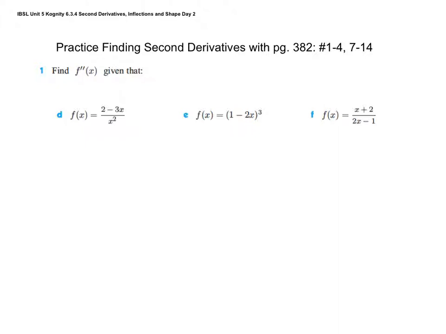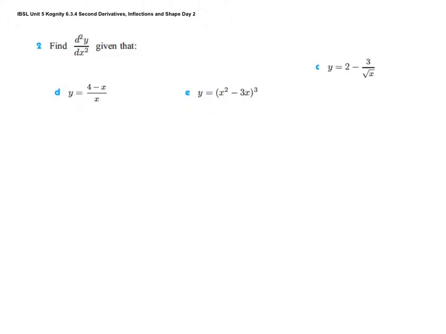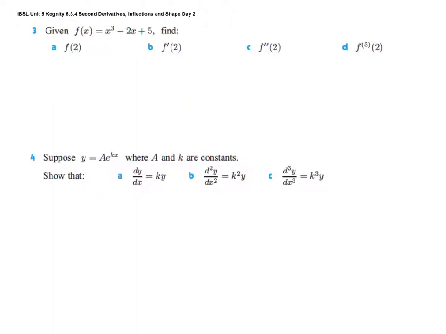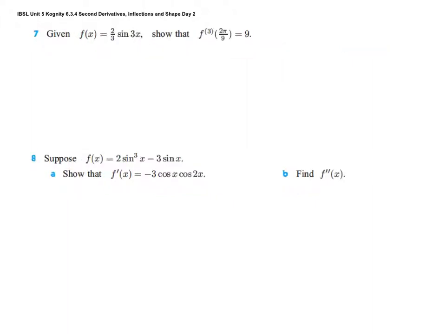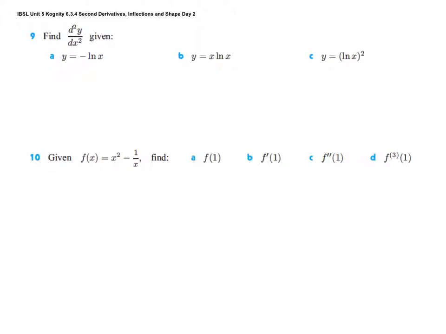Okay, so I've given you a little bit of practice here. Some of this is just finding the second derivative, okay? But notice the difference in notation here: instead of f double prime, we have d squared y over dx squared. We saw that notation before. And then we've got a few other problems that you can try here as well, okay?